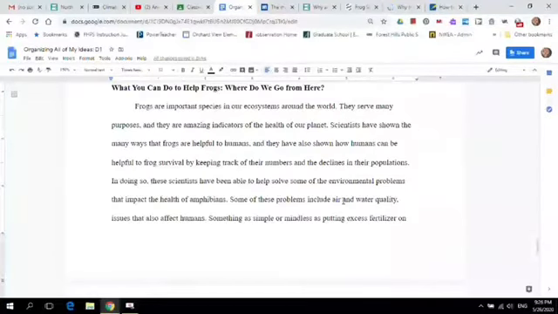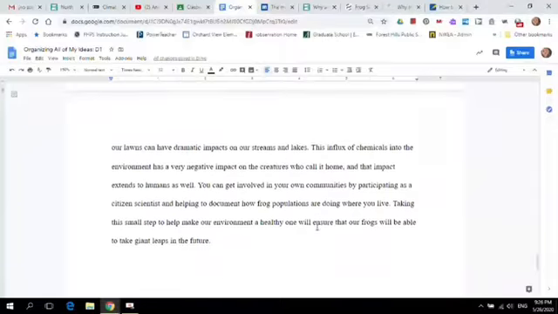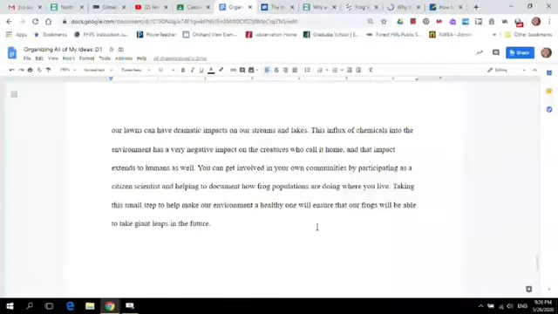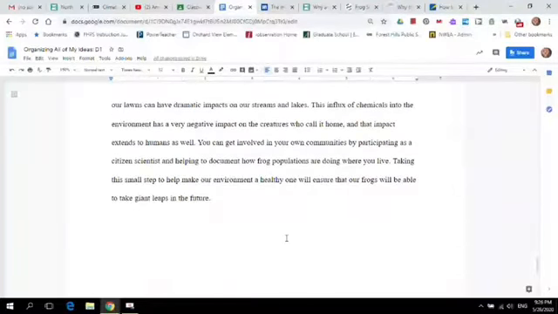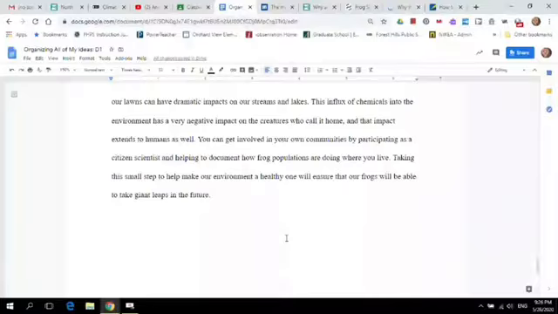In doing so, these scientists have been able to help solve some of the environmental problems that impact the health of amphibians. Some of these problems include air and water quality, issues that also affect humans. Something as simple or mindless as putting excess fertilizer on our lawns can have dramatic impacts on our streams and lakes. This influx of chemicals into the environment has a very negative impact on the creatures who call it home, and that impact extends to humans as well.